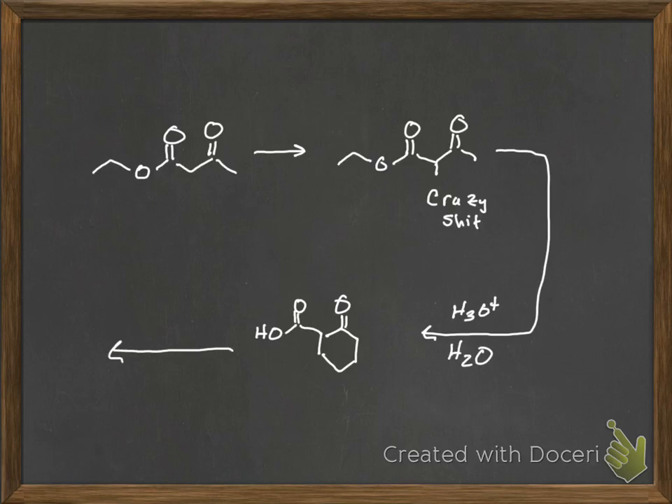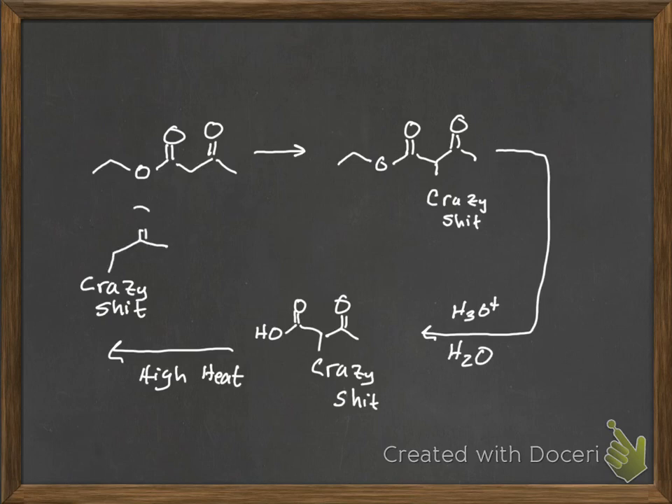Now, we decarboxylate this. High heat. Where did any of that come from? Sorry, got distracted. Loud kids. Okay, let's change that to this. Crazy stuff there. All right, now we decarboxylate this, and here's what we have. This is how we get well-substituted ketones.